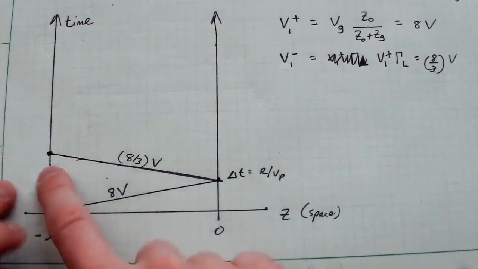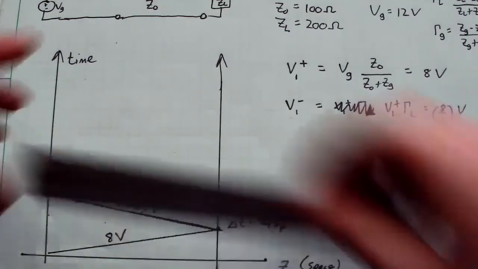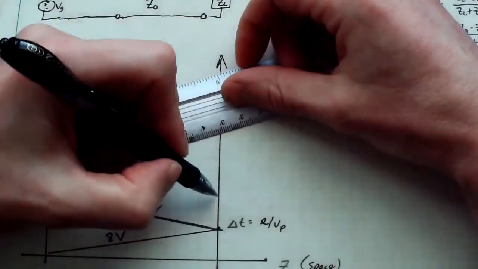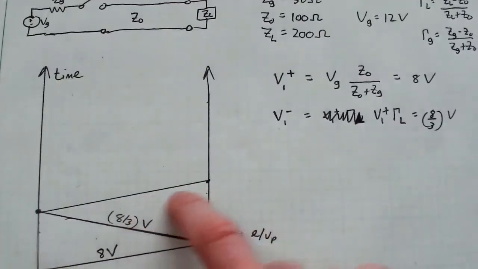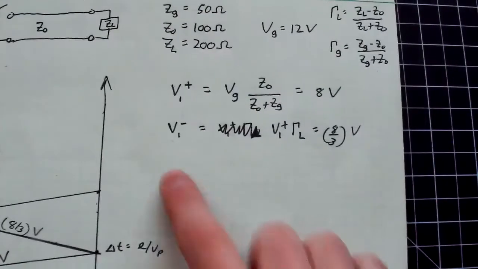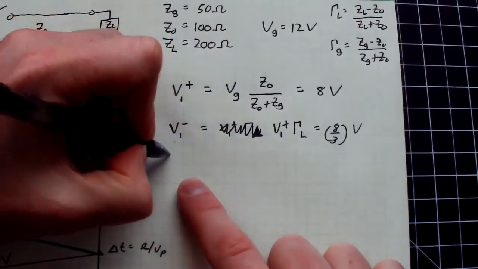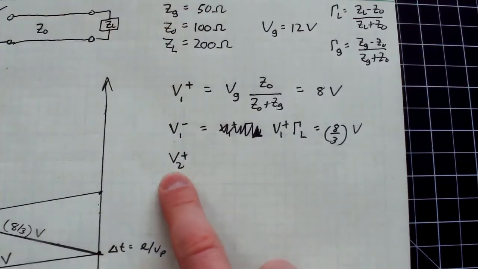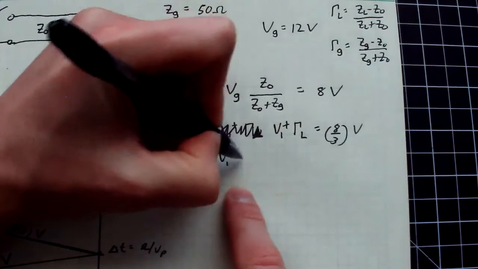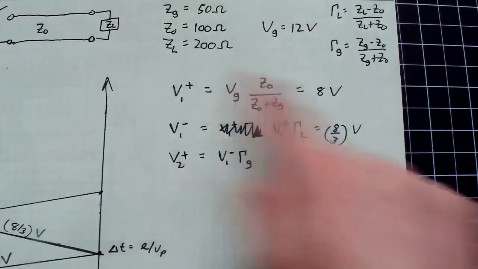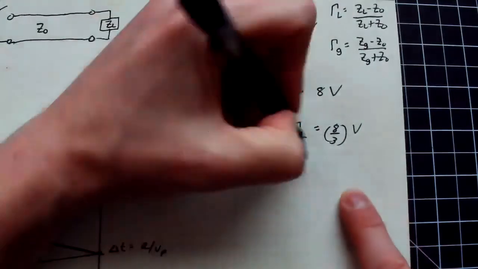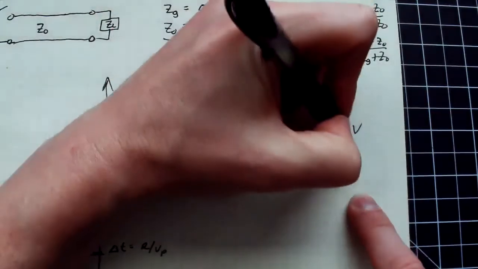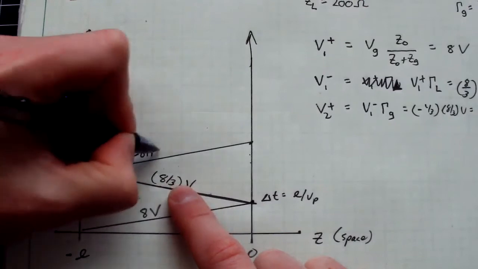Okay, and then we have another wave that's going to propagate back. So let's draw this again. What is the amplitude on this third reflection over here? So now I'm going to come back to my list. Sorry if I can't quite get everything in the same field of view. V2 plus, the second forward propagating wave, is just going to be V1 minus times the reflection coefficient at the generator. Again, if you plug in these values, you get negative 1/3. So I'm going to get negative 1/3 times 8 over 3 volts, which is negative 8 over 9 volts. So you put that back in over here, negative 8/9 volts.